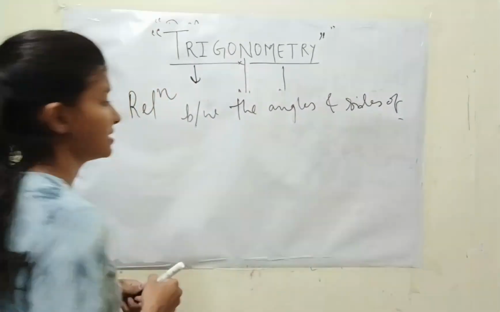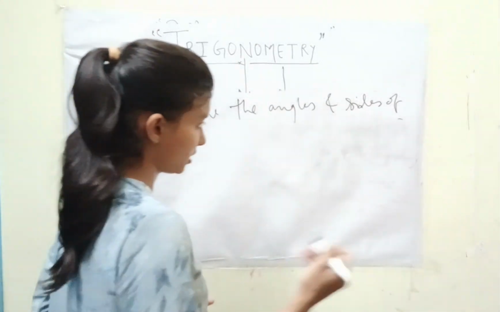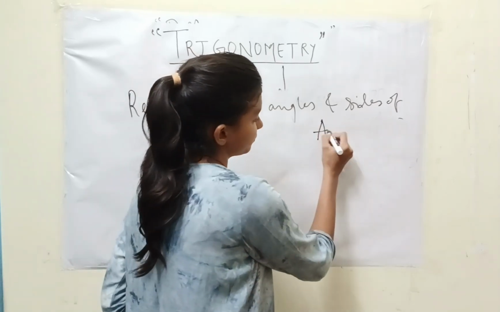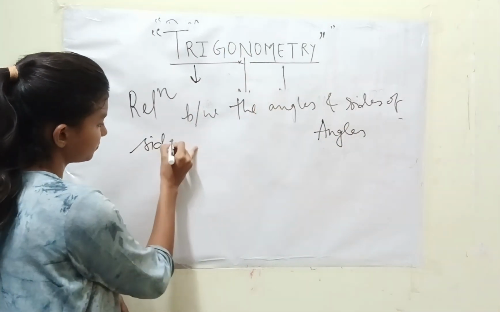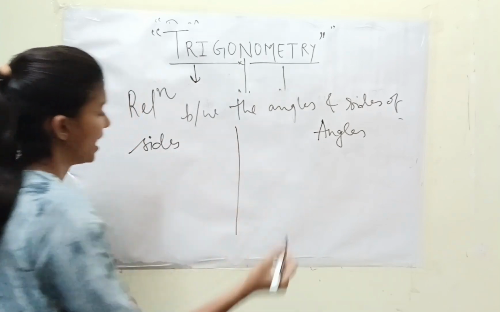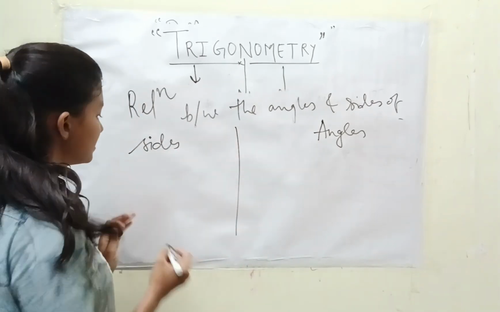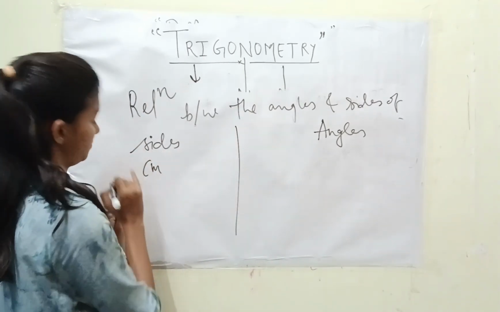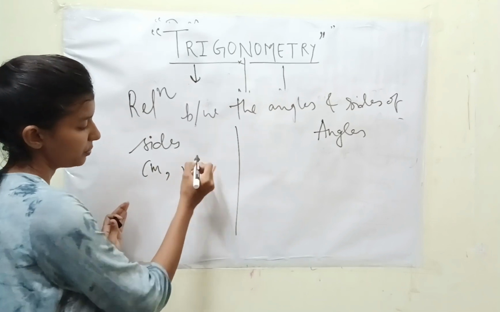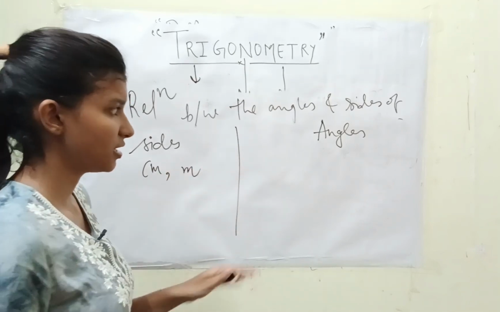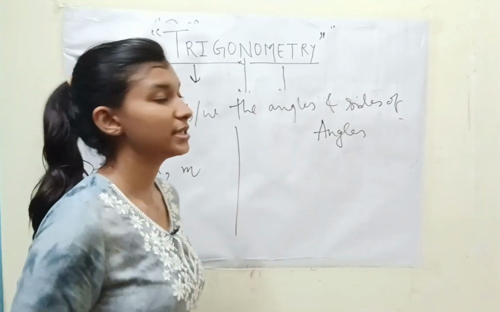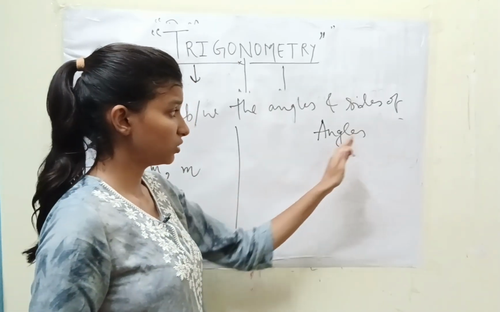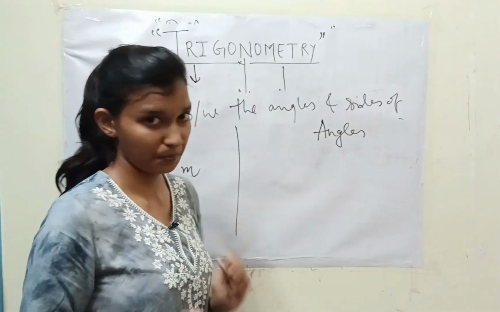This is some prerequisite knowledge to study this topic. Angles and sides. As we generally measure, sides are measured in measurement units like centimeter, meter, or anything else. But what about angles? Some of you do not know about the angle measurement system.